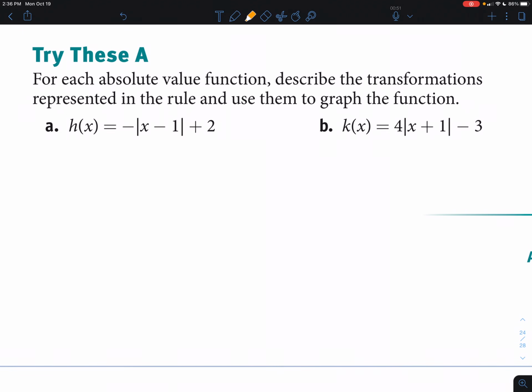There are 3 things we need to notice: the A, the H, and the K. Our A is -1, so that means there's going to be a reflection since it's negative. But no shrink or stretch, okay? Just a reflection. And then our H is going to be the opposite of that, so we're going to use +1. And then our K is 2. And that is our vertex.